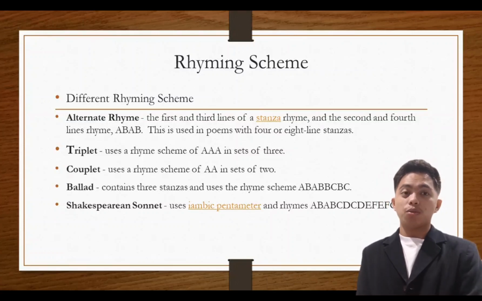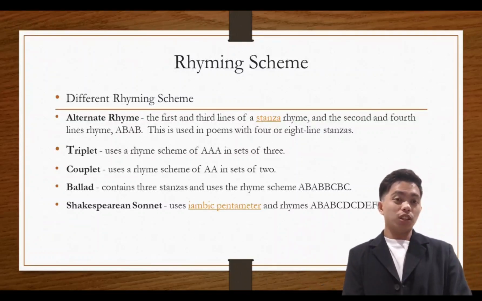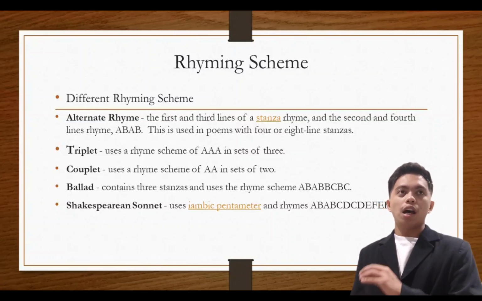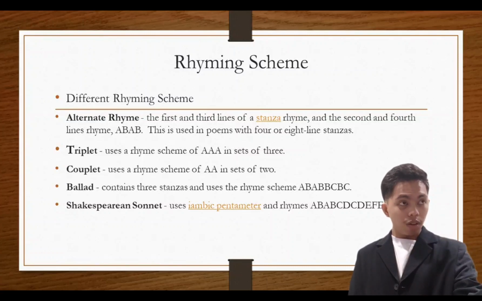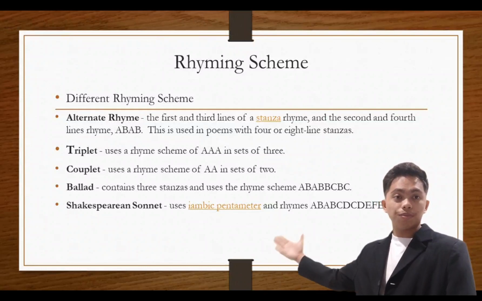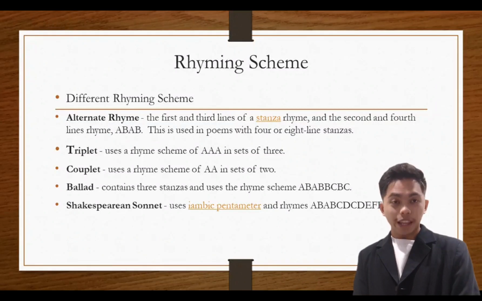Okay, so the next one is Shakespearean sonnet. So this one is a slightly complicated type of rhyming scheme. So let's, may I call again, Miss Isabel, can you read about the Shakespearean sonnet? Okay, thank you.